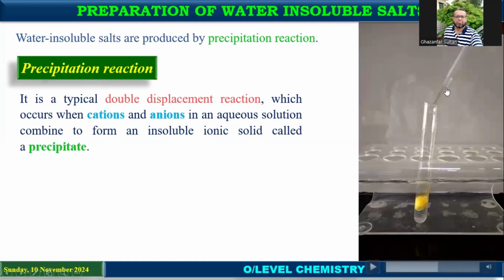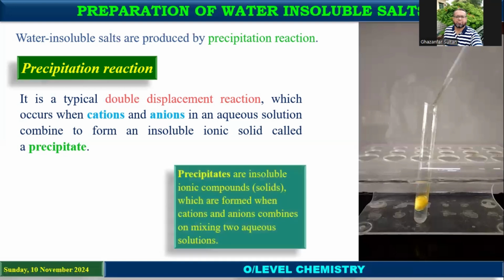So in the reaction on the right side in the video, some ions would be there in one test tube and some ions in the other. One ion from here and one ion from this test tube combine together to produce this insoluble ionic compound that is yellow in color. We will see in detail in our next slides. So first see what is a precipitation reaction and what are precipitates. These are the insoluble ionic compounds which are formed when cations and anions combine on mixing two aqueous solutions, as you have seen here in the video.